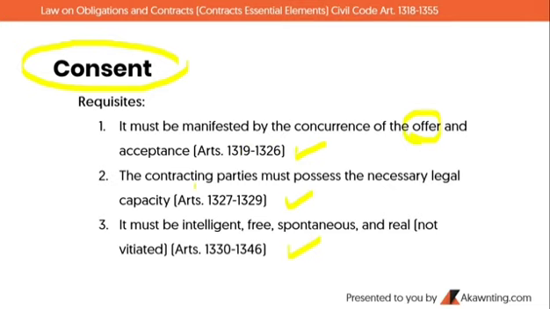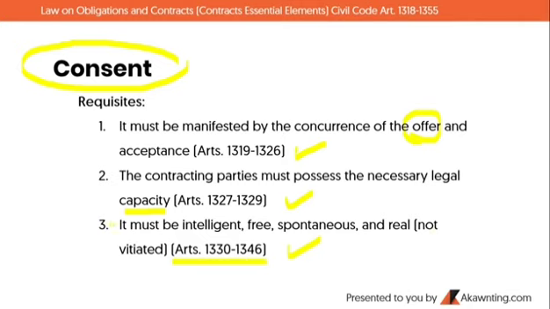Okay, number 2, the contracting parties must possess the necessary legal capacity. Ibig sabihin, meron silang capacity to enter the contract. Ibig sabihin, usually yung mga walang capacity to enter a contract is yung mga minor. Pag below 18 pa sila, hindi pa sila pwedeng pumasok sa isang kontrata. And lastly, we have it must be intelligent, free, spontaneous, and real, not vitiated. So, ang magko-cover nito ay Articles 1330 to 1346.